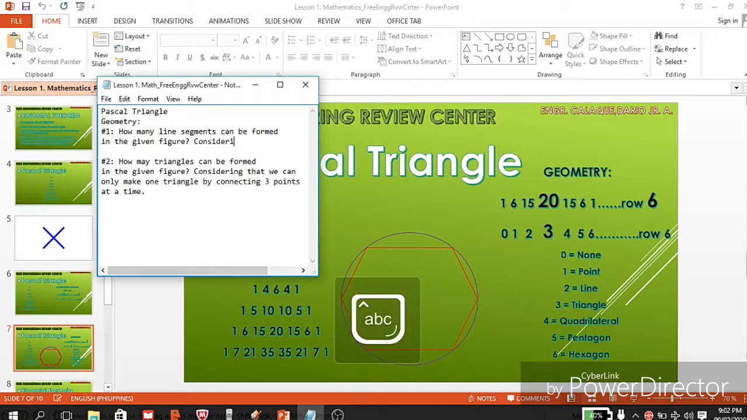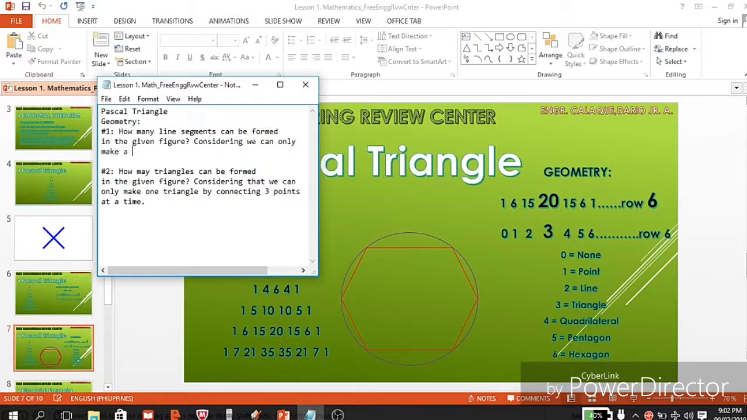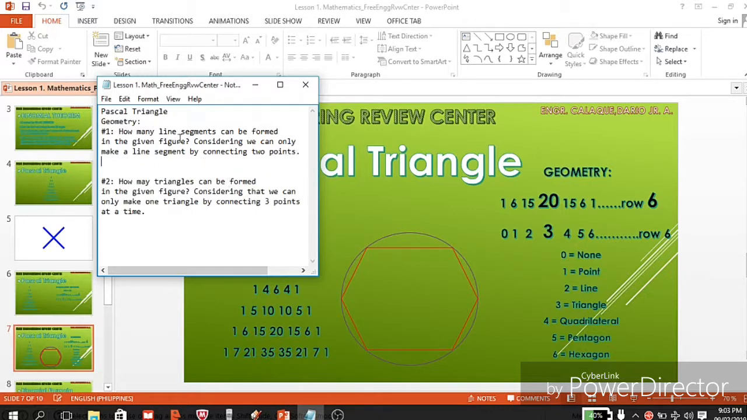Considering we can only make a line segment by connecting two points. So that's it. So how many line segments can be formed in the given figure?